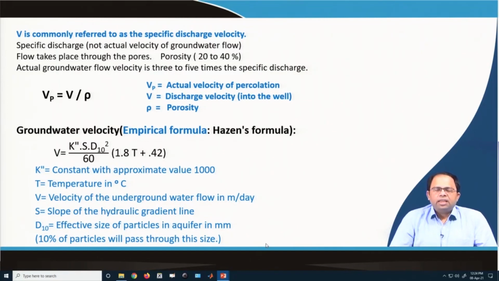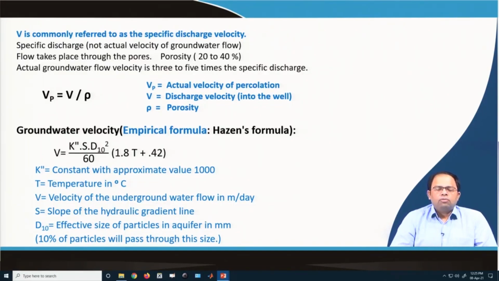Now, even though we are calling it movement of water underground, V is basically the specific discharge velocity, which is different from the actual flow of water inside the ground. Specific discharge is not the actual velocity of groundwater flow, because flow is actually taking place inside the soil and there are a lot of pores in the soil. So, the water has to travel in between the pores, and it is not a straight path or a straightforward flow. In that sense the water has to travel a larger distance.